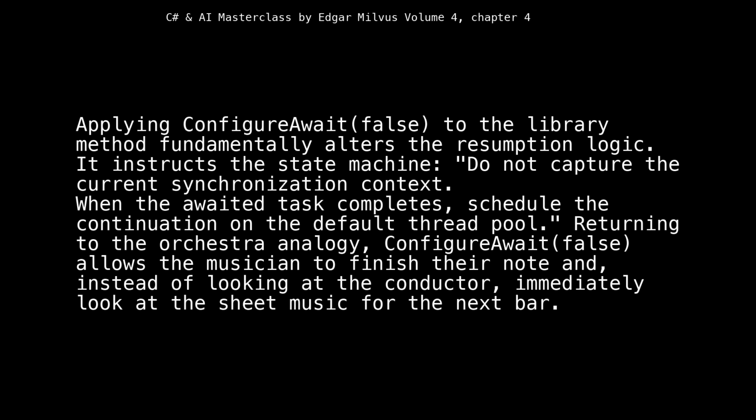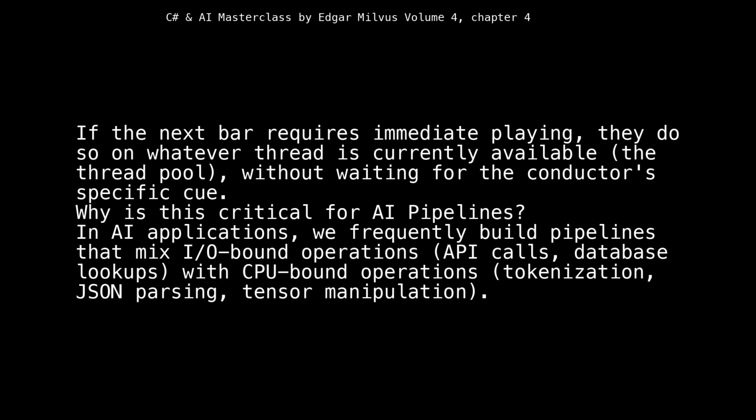Turning our attention to ConfigureAwait(false), breaking the chain. Applying ConfigureAwait(false) to the library method fundamentally alters the resumption logic. It instructs the state machine, do not capture the current synchronization context. When the awaited task completes, schedule the continuation on the default thread pool. Returning to the orchestra analogy, ConfigureAwait(false) allows the musician to finish their note and, instead of looking at the conductor, immediately look at the sheet music for the next bar. If the next bar requires immediate playing, they do so on whatever thread is currently available, the thread pool, without waiting for the conductor's specific cue.